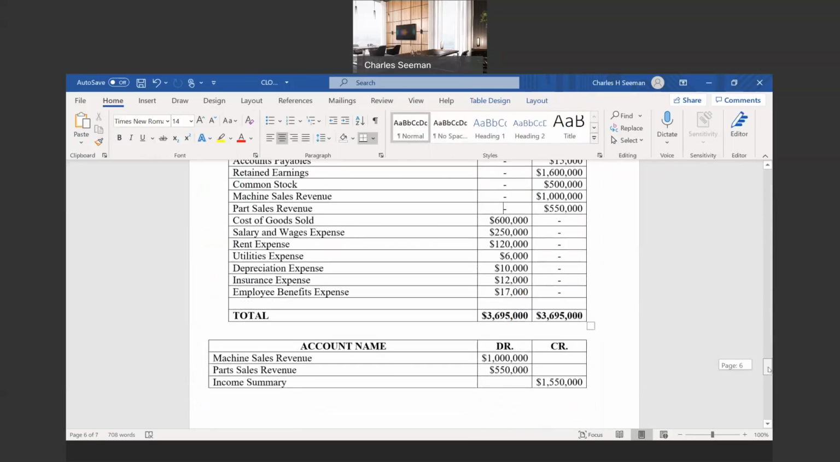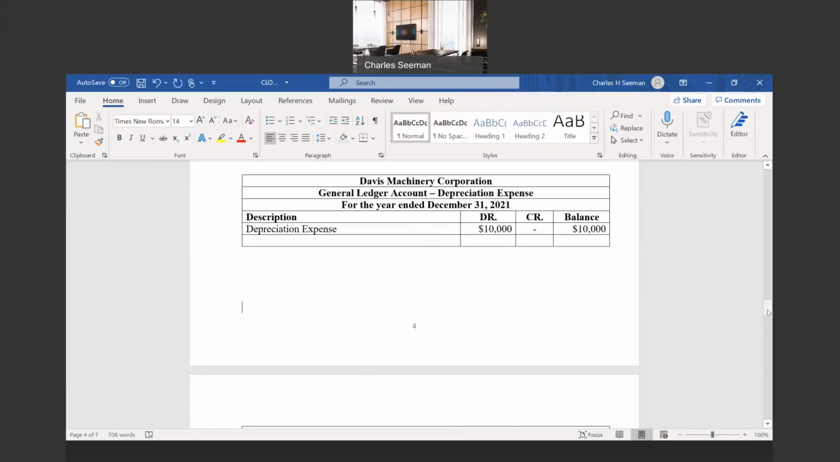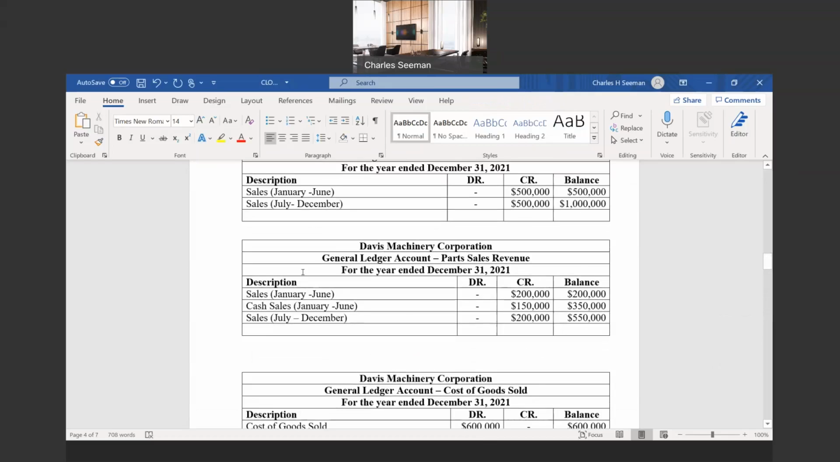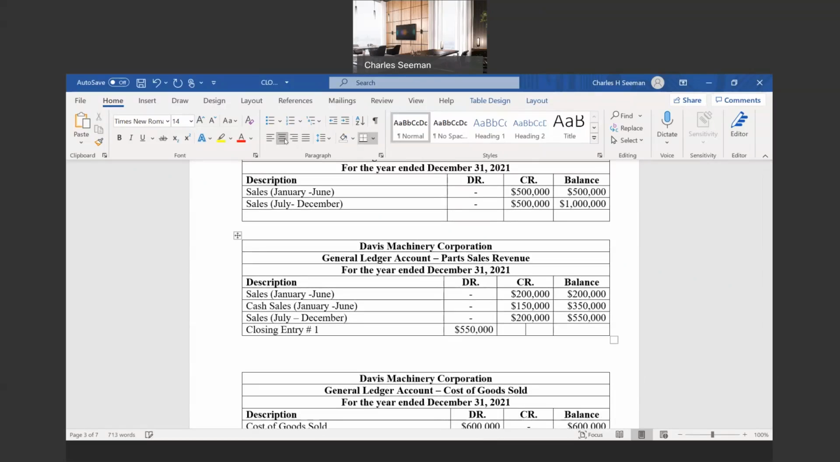Now I'm going to post that journal entry to the general ledger like I always do. Okay, so I have a credit balance here. Remember, part sales revenue is on the right side of the accounting equation, and everything on the right side has a normal credit balance. I am debiting it for 550, so there's going to be nothing left in the account. I am zeroing out the account.